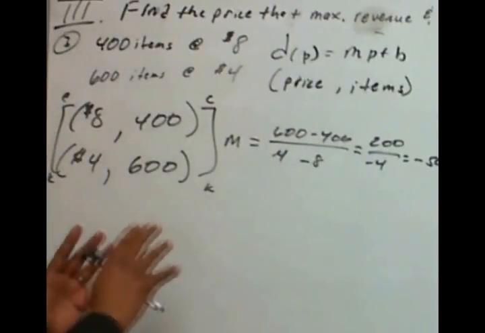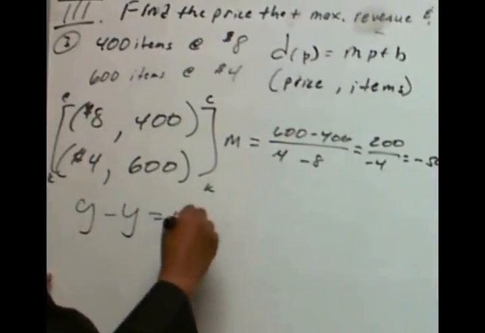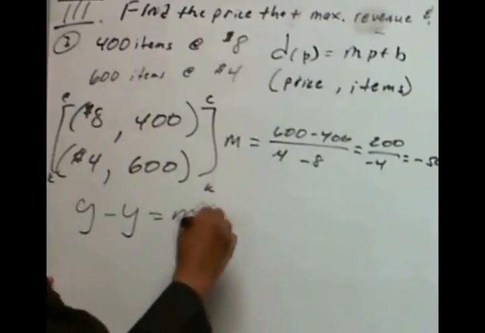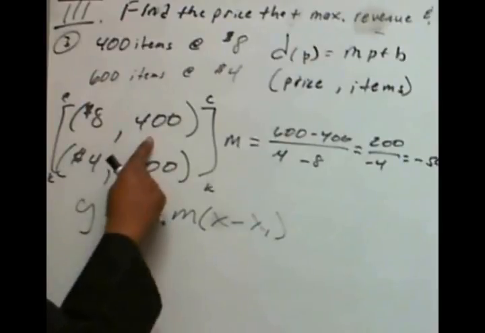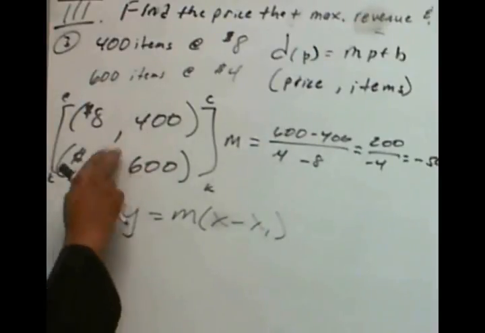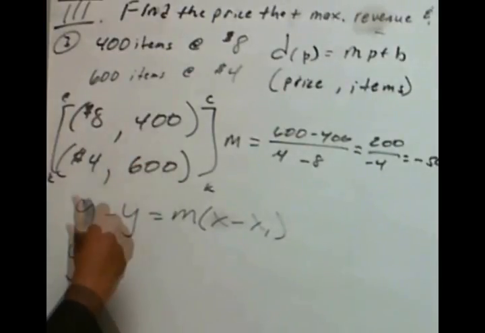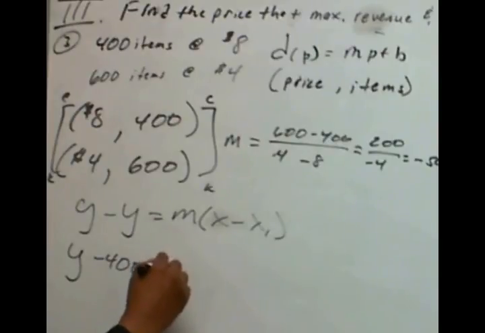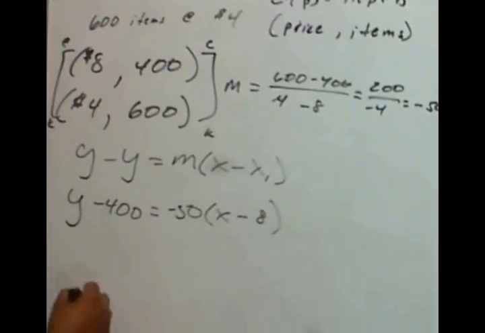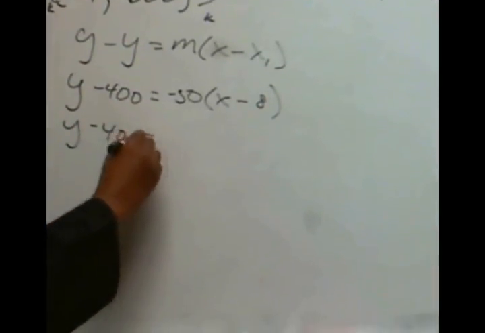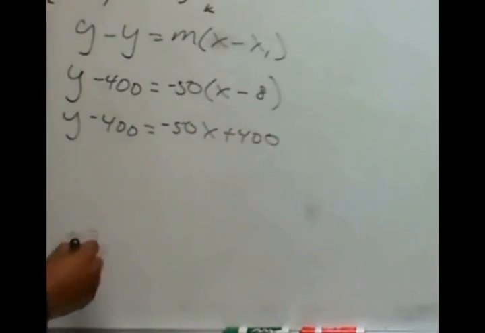Now, to get a linear equation, I'm going to need to use the point-slope formula, where I put in a point and a slope. So, here's a point and there's a slope. It doesn't matter what point I use as long as I use the same xy from that point. So, the opposite of y will be negative 400. My slope is negative 50. My x is negative 8. Now I'm going to distribute my negative 50, and I get negative 50x and a positive 400 here.